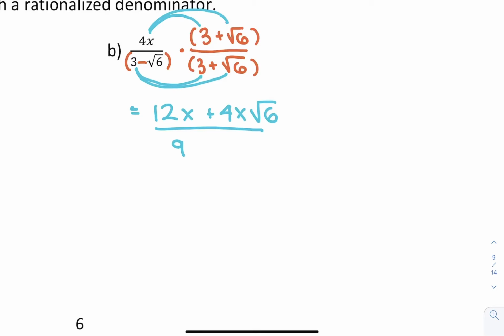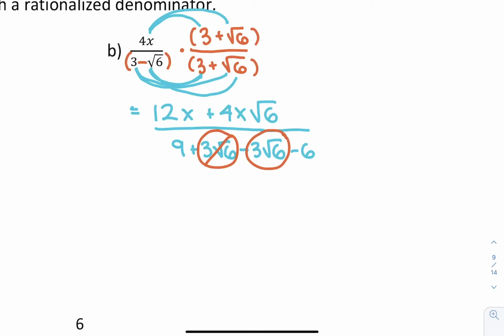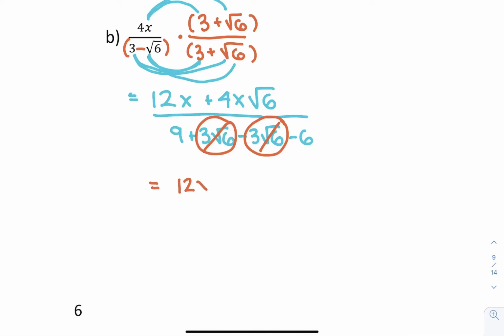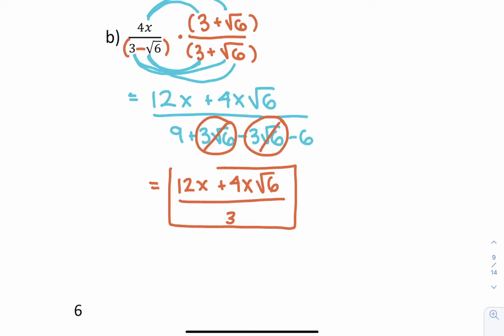3 times square root of 6 is positive 3 square root of 6. Negative square root of 6 times 3 is negative 3 square root of 6. And lastly, negative square root of 6 times square root of 6 is negative 6. Again, look how these canceled, so that's exactly what we wanted to happen. So we're left with 12x plus 4x square root of 6. In the bottom, the denominator, 9 minus 6 is 3. So there's our final answer. And it can't be simplified because 12 and 4 both aren't divisible by 3.